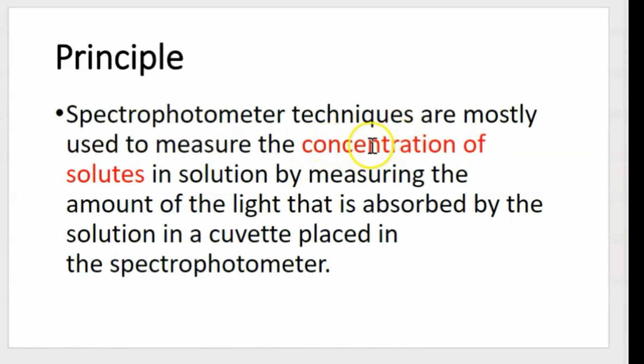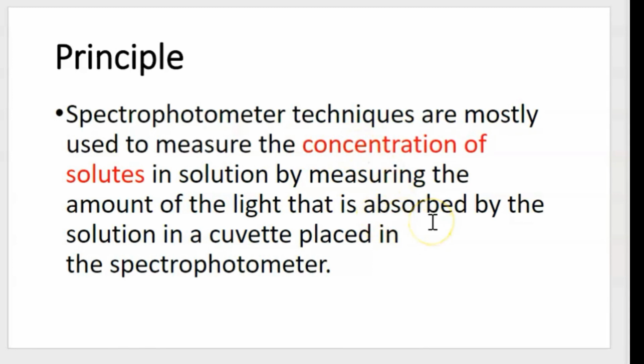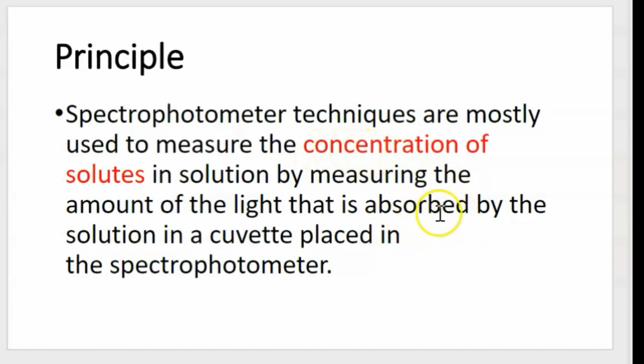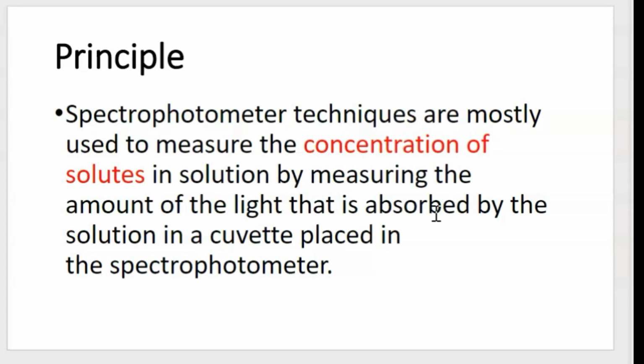The ion concentration, or concentration of solute, is directly proportional to the amount of light absorbed from the sample. So as the concentration of solutes is high, the absorption is also high. In this way we measure our test sample.